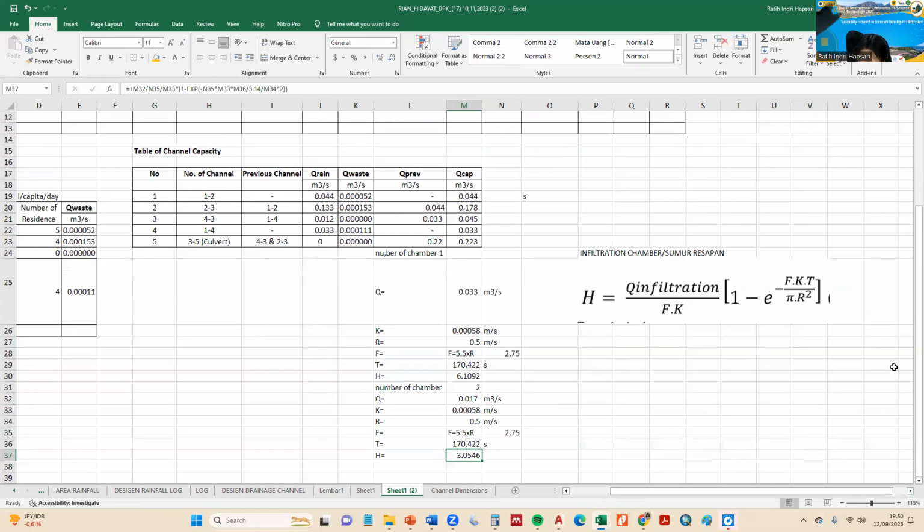Still too deep, ya. Kalau mau gali sumur resapan 3 meter itu kan terlalu dalam. Jadi kita bikin sumurnya itu mungkin nanti 2 masih terlalu besar, mungkin 3 ya. Jadi kedalamannya 2 meteran. Jadi ini sangat terpengaruh dari koefisien permeabilitasnya.